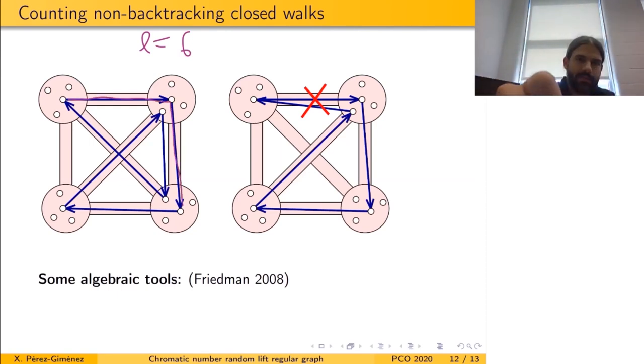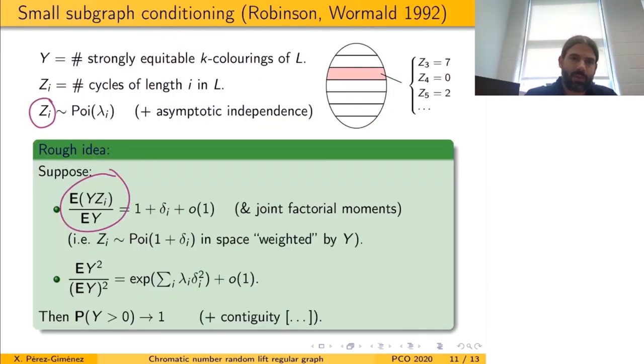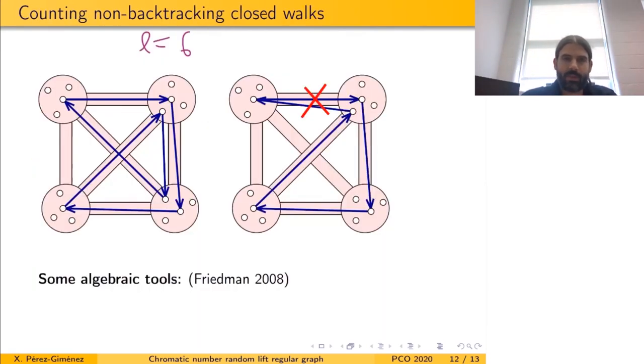So this is a cycle of length 6, which I'm orienting. But it could have a different shape. Here I'm revisiting this fiber and going back. So I would like to understand, in a lift of a graph, how many cycles of different lengths can I have in order to compute these moments here.